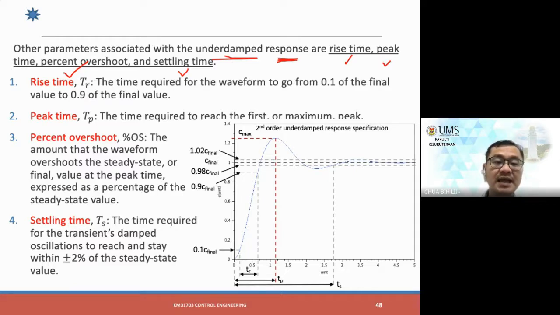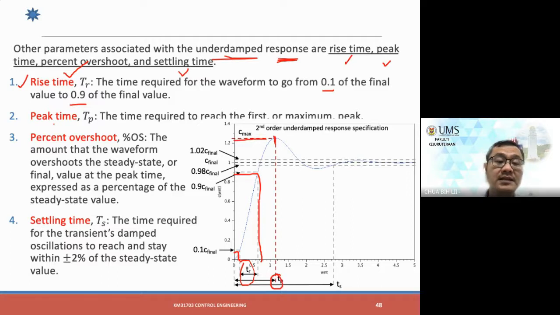For the rise time, the definition is the same as previous: 0.1 to 0.9 of the final value. So we will take 0.1 to 0.9, and see what this time is. So this is the rise time. For the peak time, we get the peak value and get the time at which it occurs. So that would be our peak time.